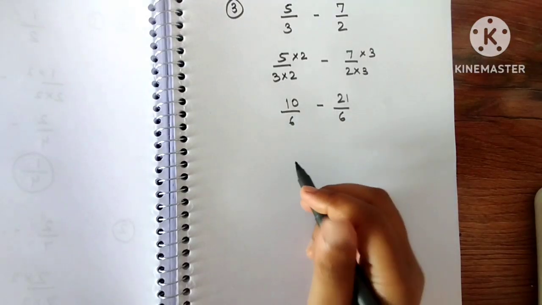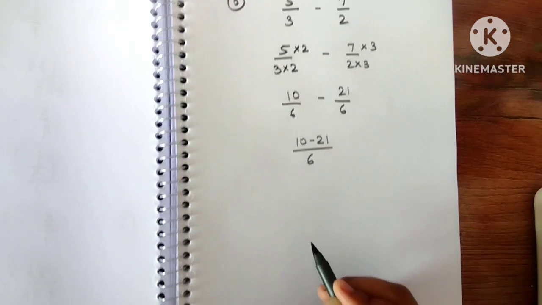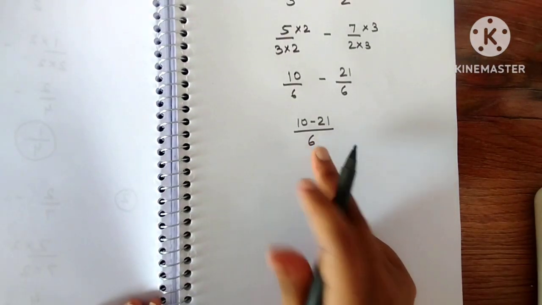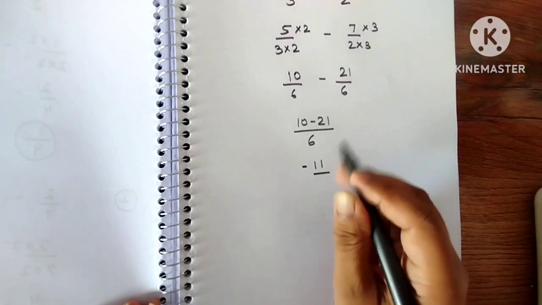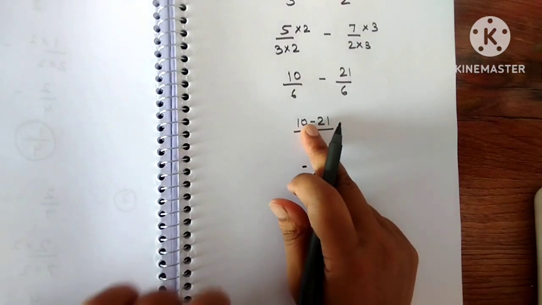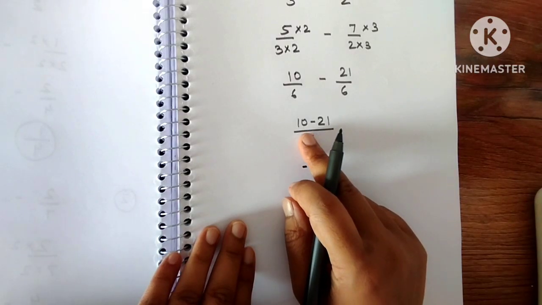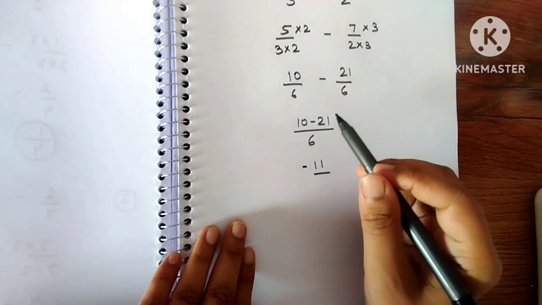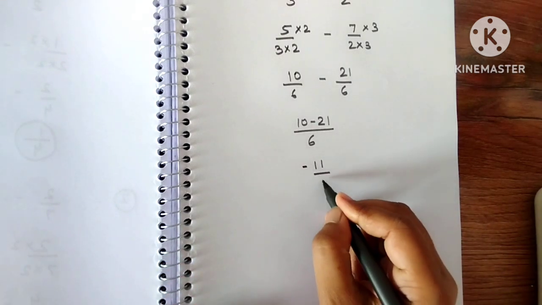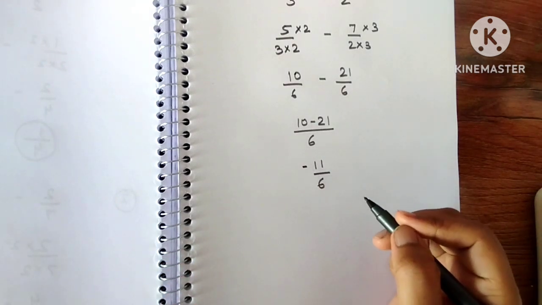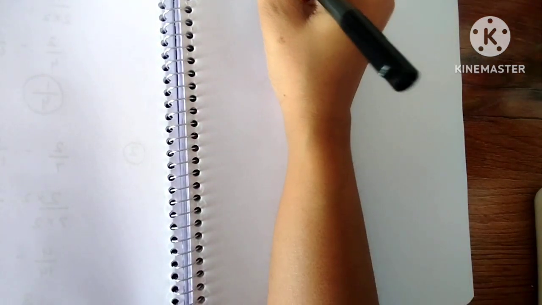Now the denominators are same. Write the denominator. 10 minus 21. When you subtract 10 minus 21, what will you get? You will get 11, but it is a negative because 21 is bigger than 10. Rules are same. If you are subtracting 10 from 21 and you are seeing that 21 is bigger and it is negative, your answer will be negative. So your answer is minus 11 upon 6. Clear? So this is the A part.